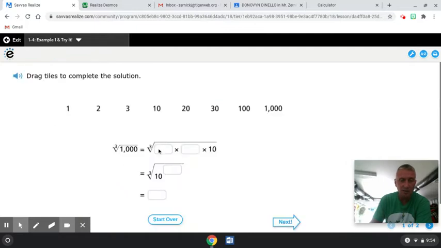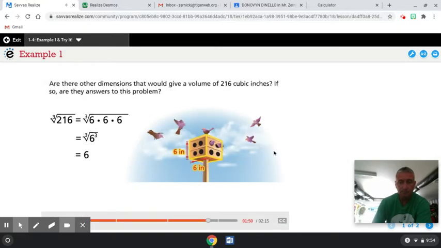So the activity that you'll have to do here is just place in here 10 times 10 times 10. So we know that the cube root of 10 cubed is equal to 10. Are there other dimensions that would give a volume of 216 cubic inches? If so, are they answers to this problem? Well, since there's only 216 cubic inches, and this is a cube, there's only one number that's going to be the perfect cube of that, and that is 6. So there are no other answers to this problem if it is still considered to be a cube.